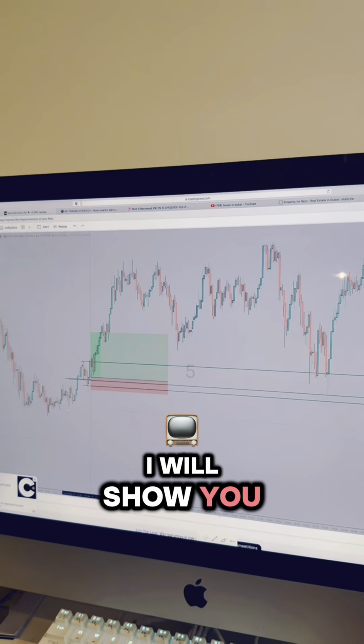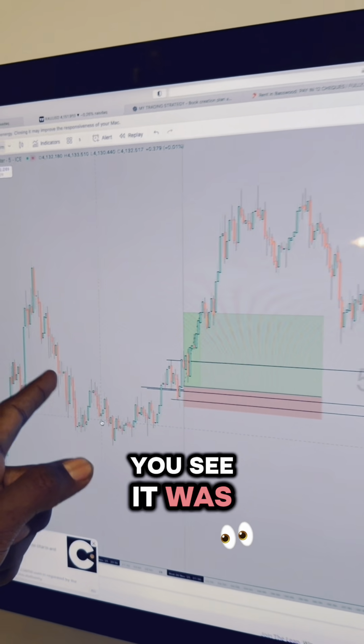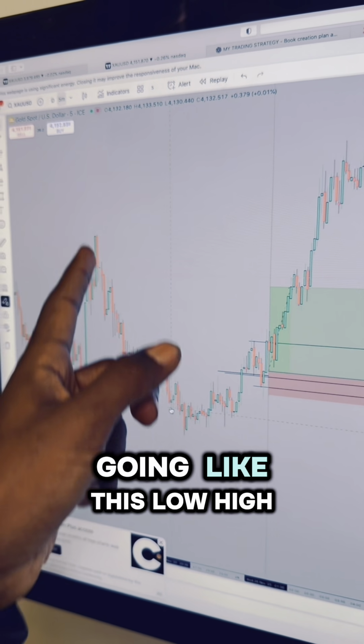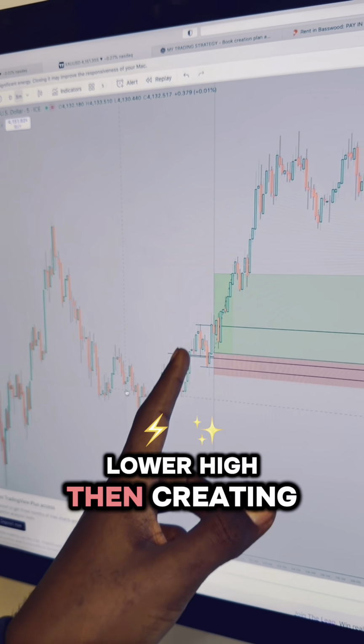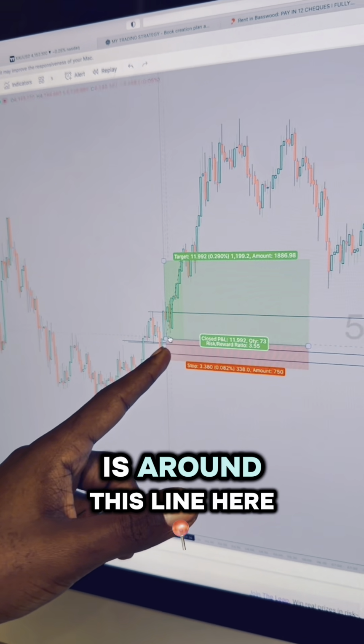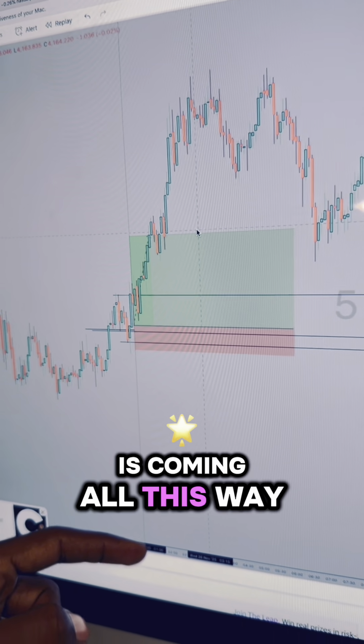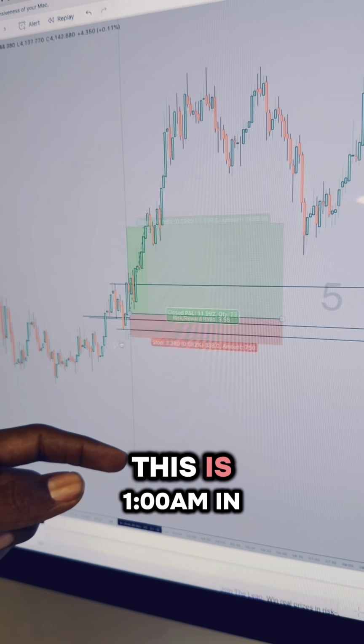I will show you how it happens. This market was in an uptrend movement. You see it was going like this: low, high, lower high, then creating another high. So the trading time is around this line here. You see there's a small dotted line that is coming all this way. This is 1 a.m. in the morning.